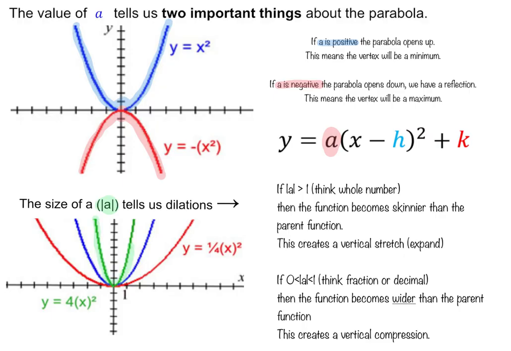So this is our green picture right here, our green parabola. And this is called a vertical stretch or vertical expand. It's called a stretch because think it's being pulled up, so it gets skinnier. Now, if the absolute value of A is in between 0 and 1, so just think a fraction or a decimal, then this means that the function becomes wider. And if it becomes wider, then we call this a vertical compression. Think of the parabola, there's something coming down on it and it's pushing the sides more open.